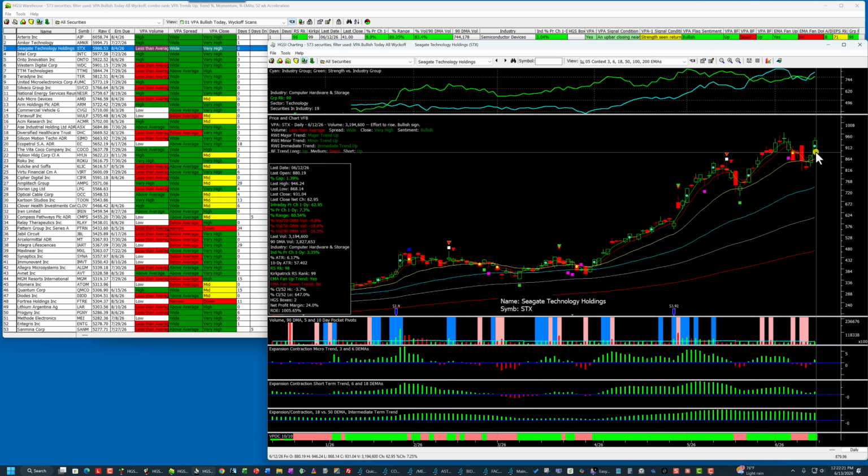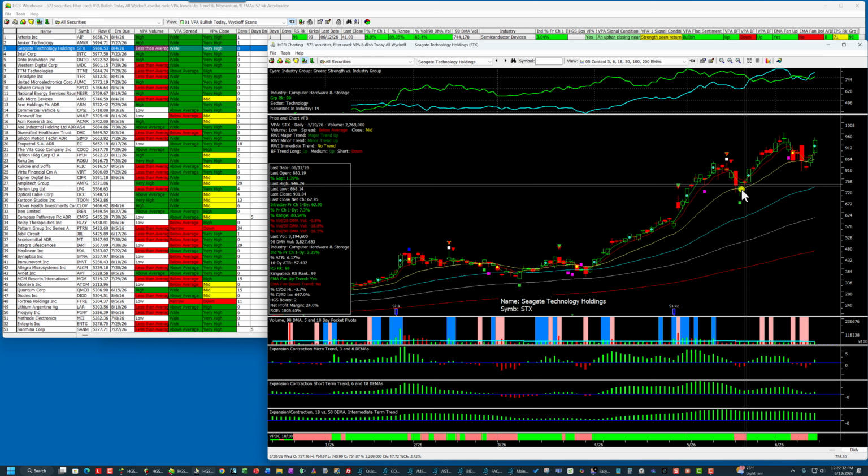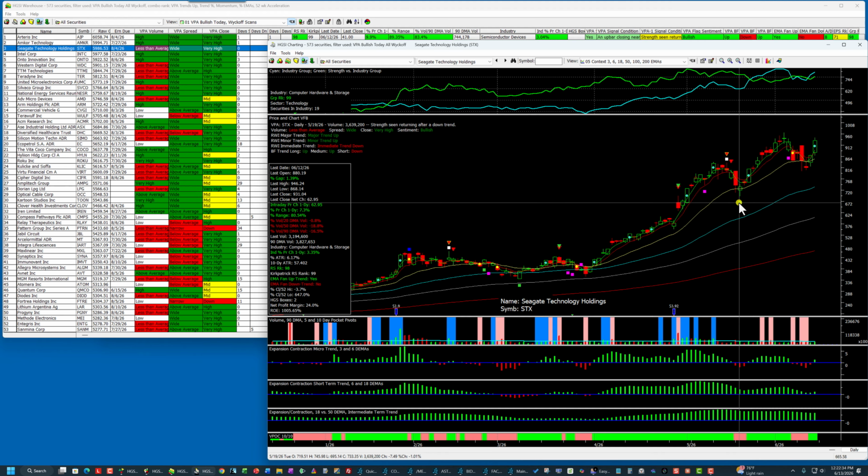Now, the prior day, you can see there was no sentiment indicator there. Let's go back here. Here, the sentiment's bullish on this effort to rise. How about right here? Sentiment is bullish here on strength seen returning after a downtrend. Now, I don't want to beat this to death. I'm just showing you how much information you can get out of these views. I want to show you something else.